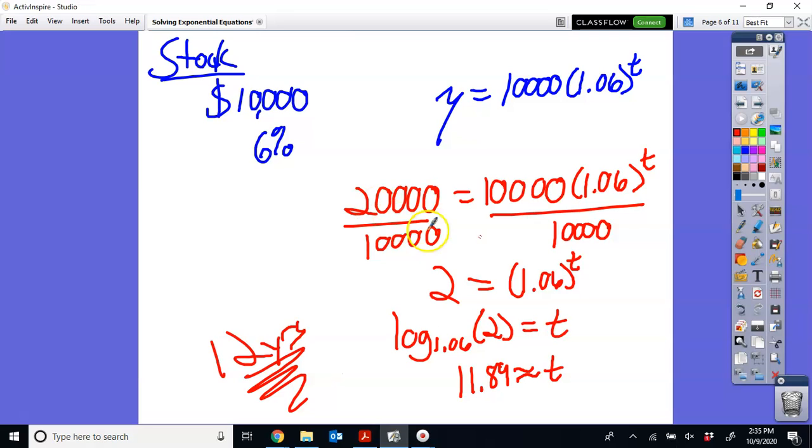So that is the end of our exponential functions, and that's the end of our course, guys. I hope you learned some things. I hope you enjoyed it. Just let me know if you need any help to finish this out.